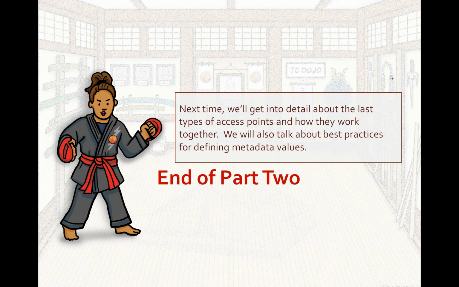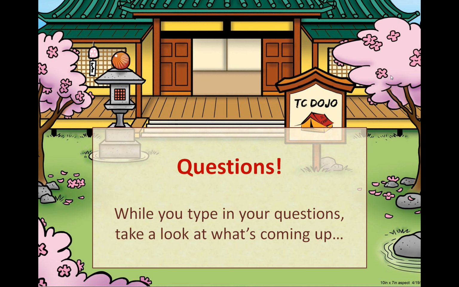Okay, so we're coming close to the half hour and I want to tell you what's coming up next and give you a chance to write in your questions. We'll talk about the last few access points next month, and we'll talk about best practices for redefining and creating metadata values and thinking about these things. So that's the end of part 2.